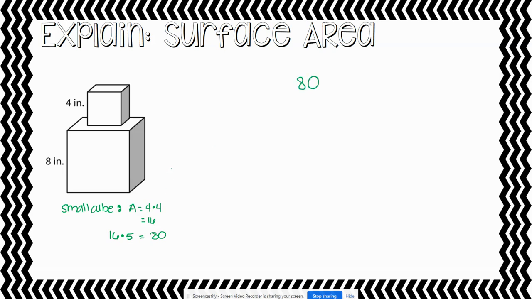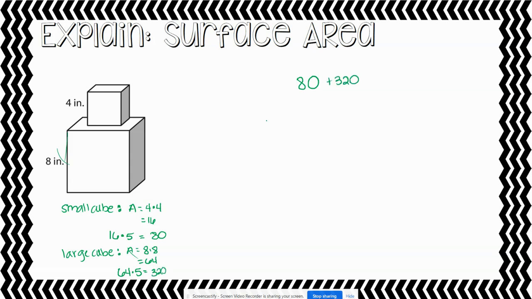Well, now let's do the large cube. Well, when I do the large cube, the area of each side is 8 times 8, which is 64. Well, when I look at this large cube, there are 5 full sides that have an area of 64. So I'm going to do 64 times 5. Well, when I do 64 times 5, I get 320.